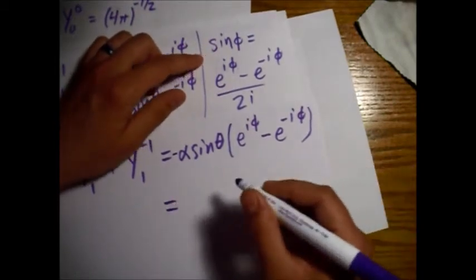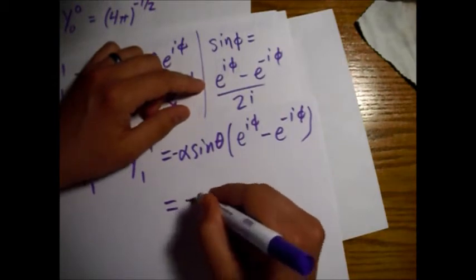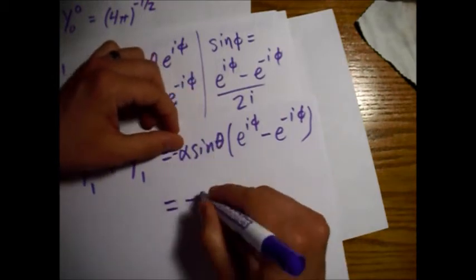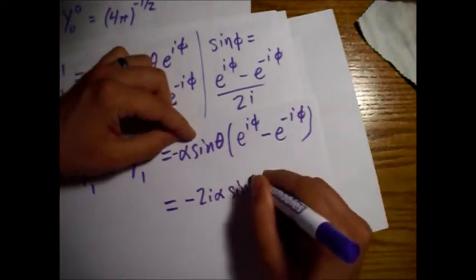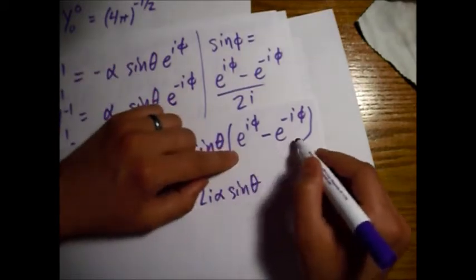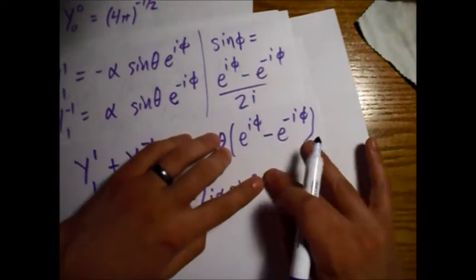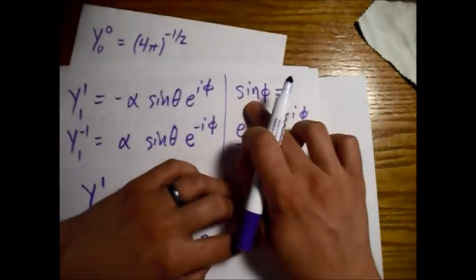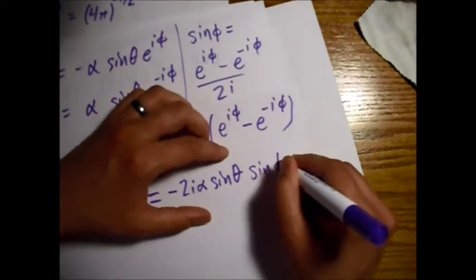So I'll write this on a new line. So I'm going to multiply by 2i. So here's that minus up here. So a 2i alpha sine of theta. So we multiply by 2i. Now we'll divide by 2i, except once we divide by 2i, this piece right here is going to be equal to sine of phi. So I'm just going to write sine of phi.